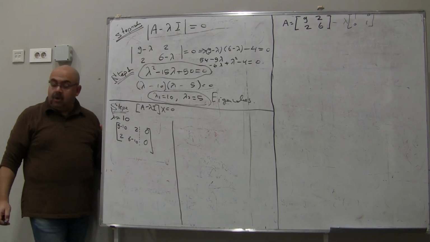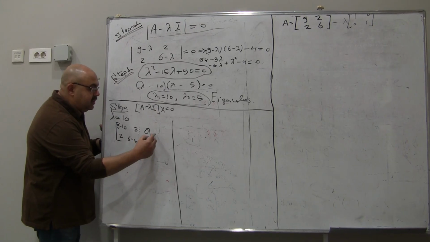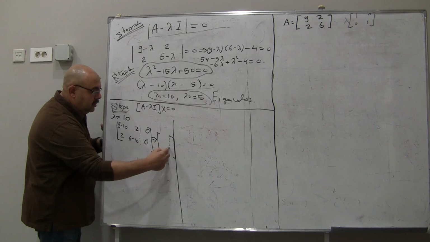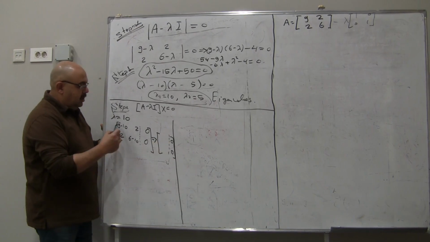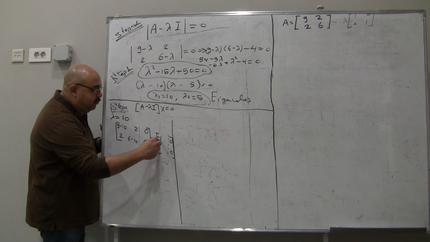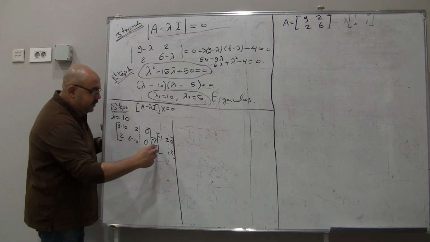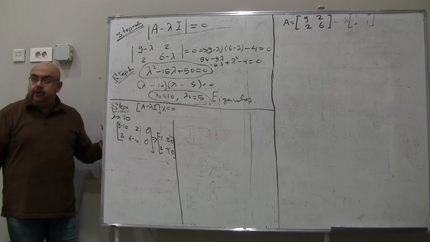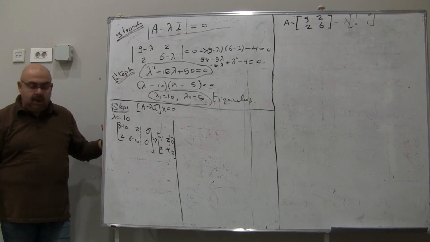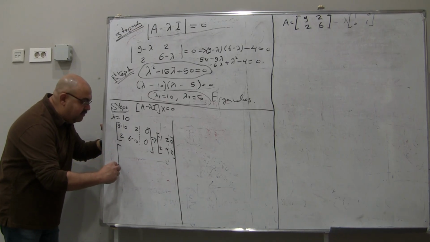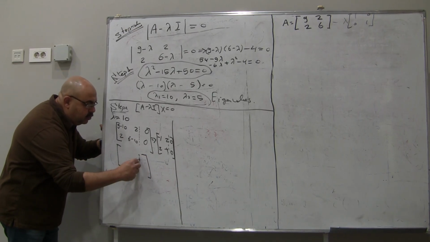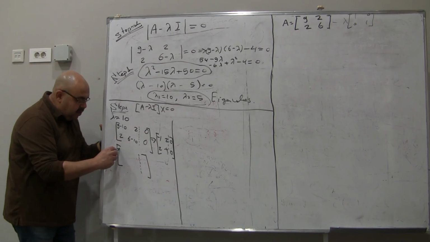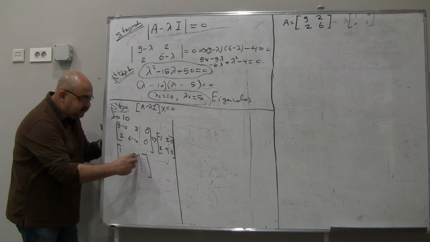Are you with me? Okay. This system is going to be 9 minus 10, which is negative 1, then 2, then 2, and 6 minus 10 is going to be negative 4. If you look closely at this system, you will discover that it leads to an infinite number of solutions. Because simply the first row is going to be 1, negative 2, and 0.